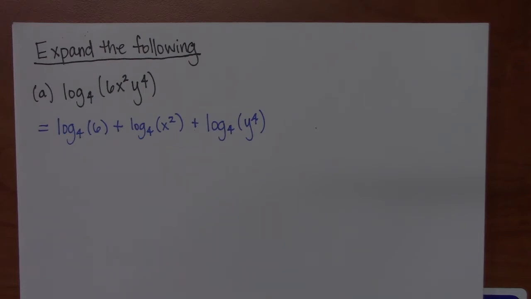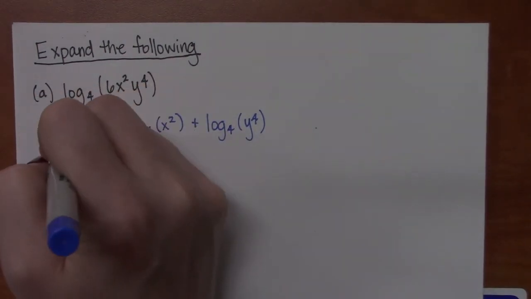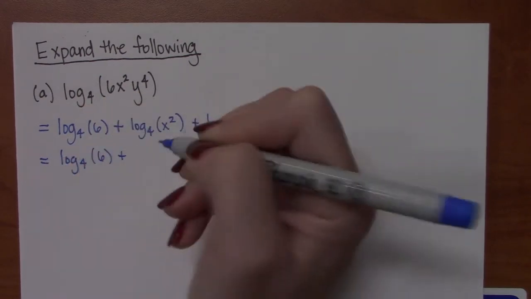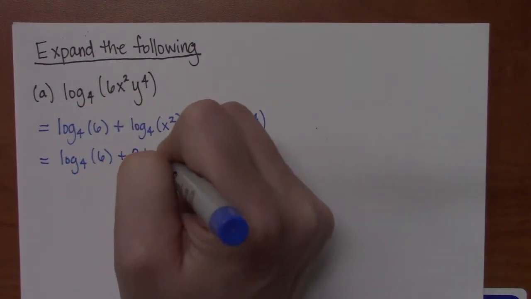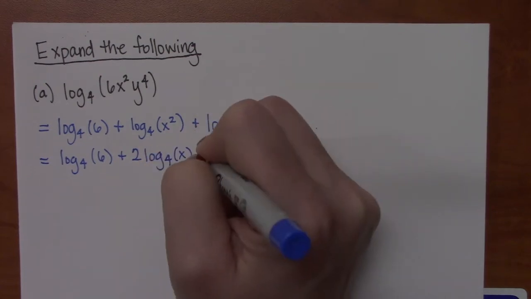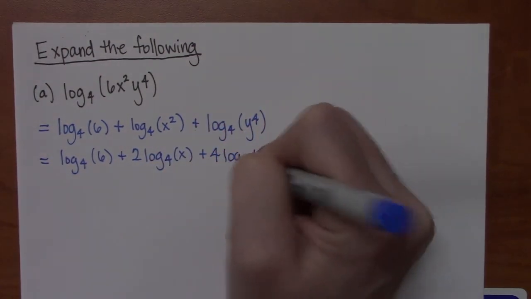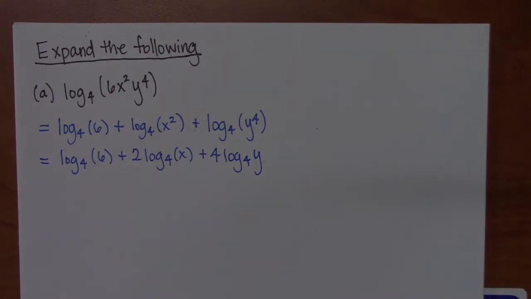And then there's actually one more thing I can do. I can take any exponents I see, and I can pull them down front as coefficients. So the last thing that we could do here, this will become 2 times log base 4 of x plus 4 times log base 4 of y.